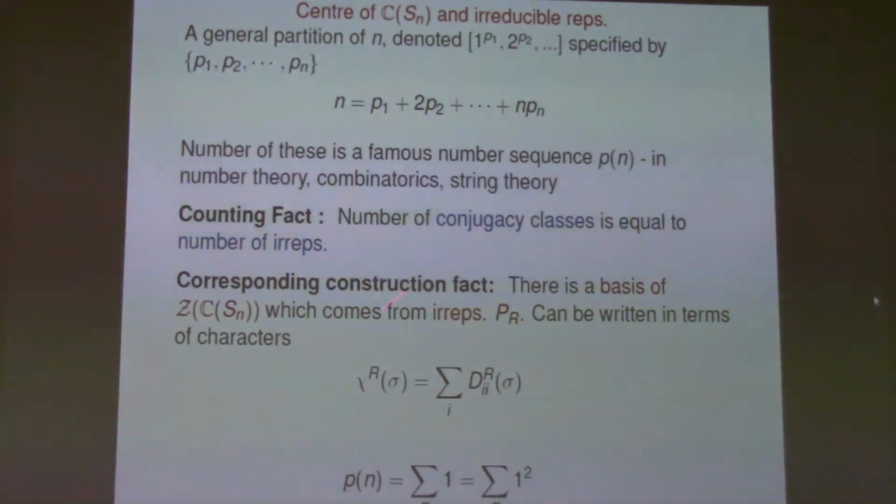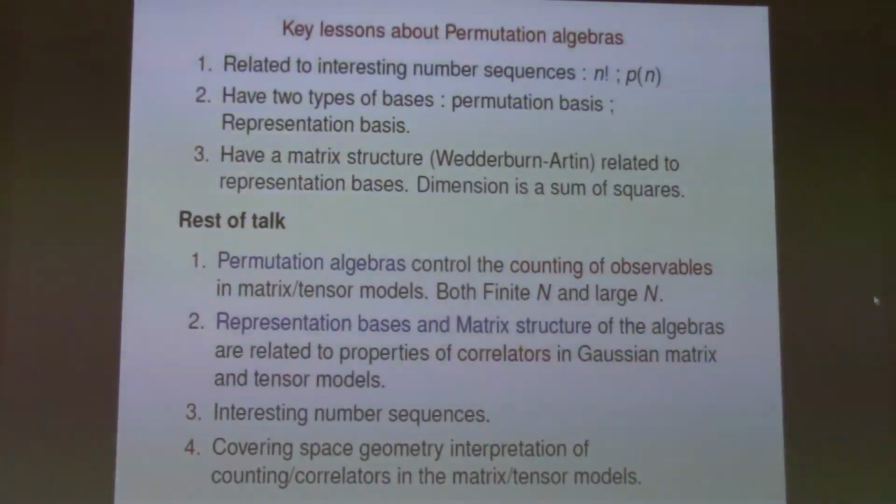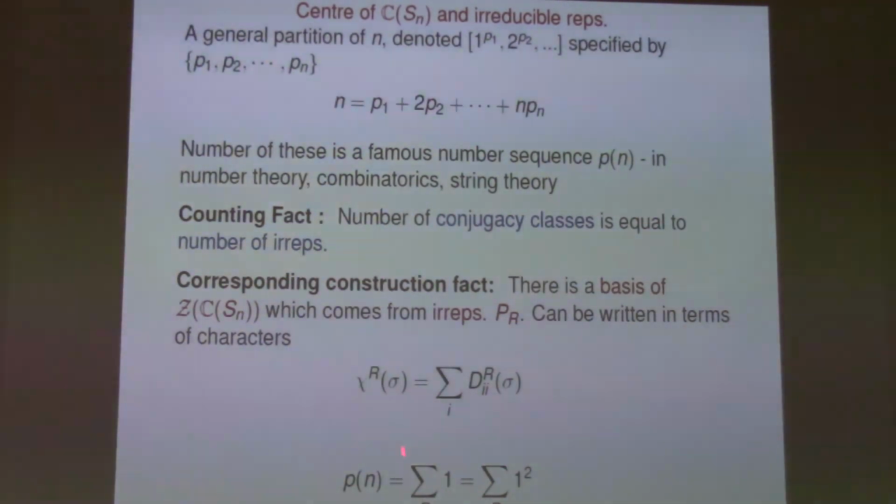And correspondingly, there is a construction about the vector spaces in question, this algebra in question. There is a basis of this algebra which comes from irreducible representations. So we have these matrices for every sigma. If you take their traces, you get the characters. If you take sums of sigmas weighted by characters, you get some things in the group algebra which are central, which are something in the center of the algebra.